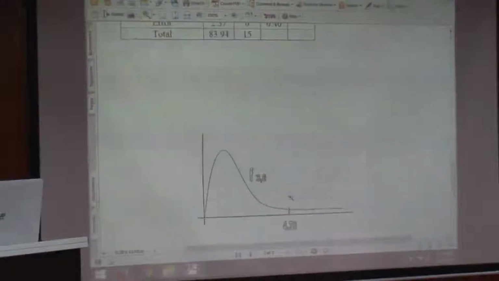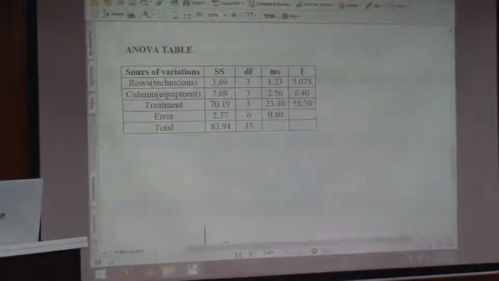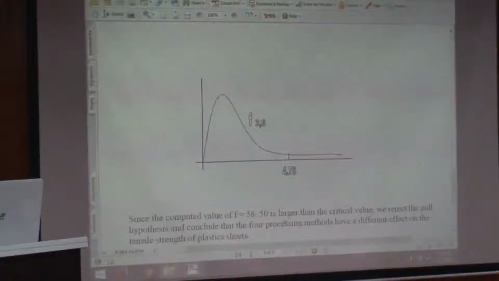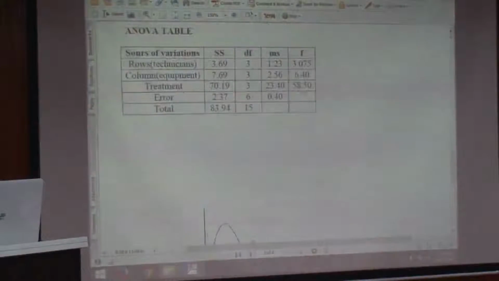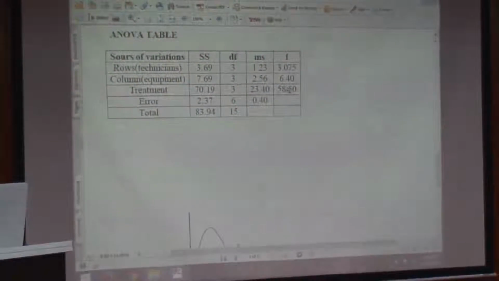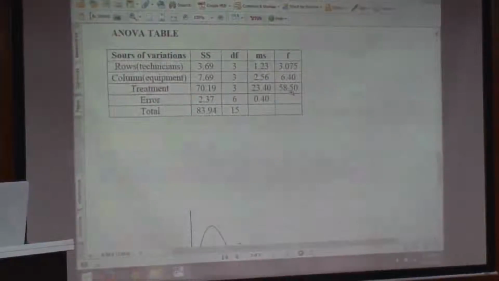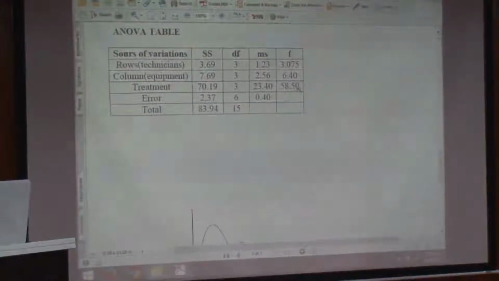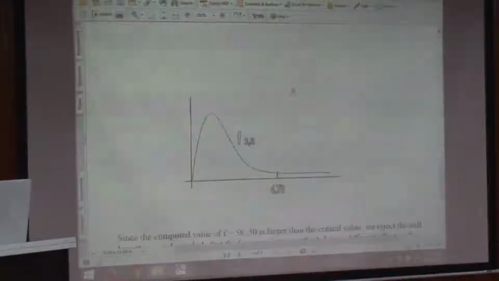To make our decision, whether there is a treatment effect, column effect, or row effect, I want to compare this F with the critical value for the degrees of freedom. Now, if I want to check whether there's a treatment effect or not, look at this F value, 58.5. Where does it lie? Is it in the acceptance or in the rejection region?